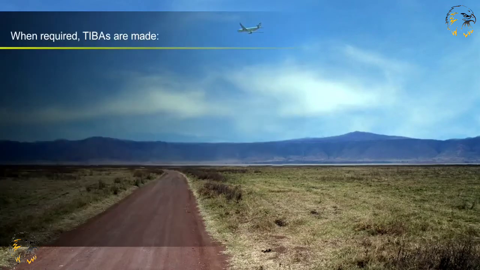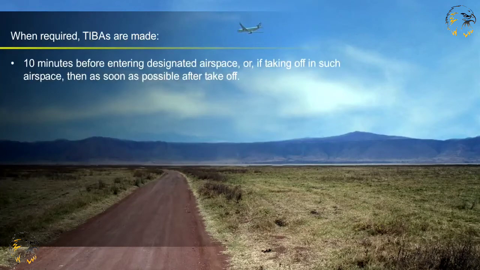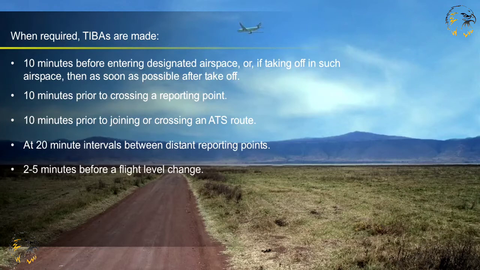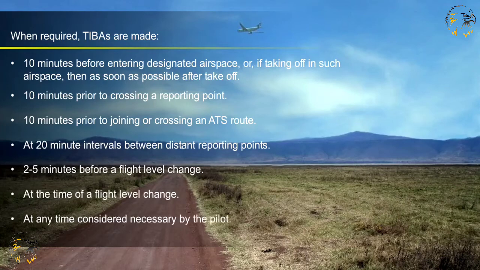When required, TIBAs are made 10 minutes before entering designated airspace, or if taking off in such airspace, then as soon as possible after takeoff, 10 minutes prior to crossing a reporting point, 10 minutes prior to joining or crossing an ATS route, at 20-minute intervals between distant reporting points, 2 to 5 minutes before a flight level change, at the time of a flight level change, and at any time considered necessary by the pilot.